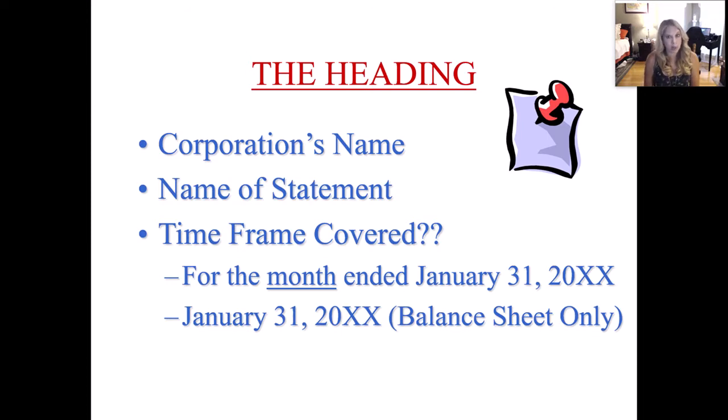Okay, major point deductions if you don't put the heading. So what is in the heading? It's the corporation's name, of course, the name of the statement that you're preparing, and then the time frame that you're covering. So for an income statement, retained earnings statement, or cash flow, it would look like the first bullet point there for the month ended January 31st and then the year.